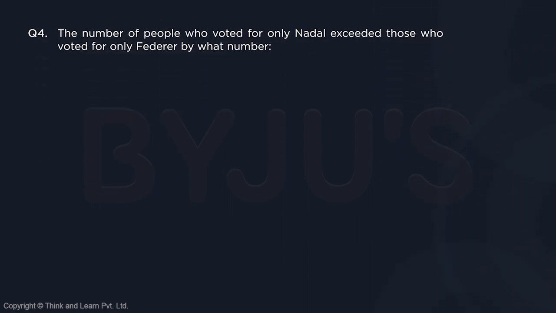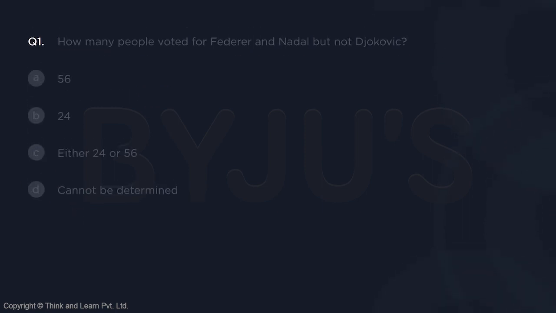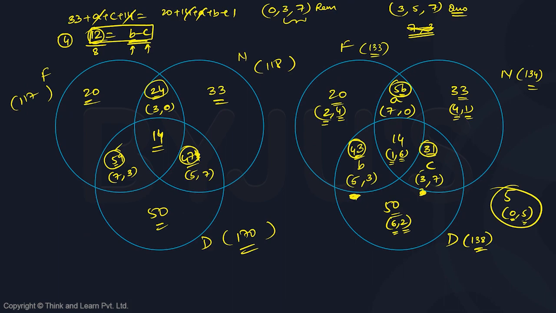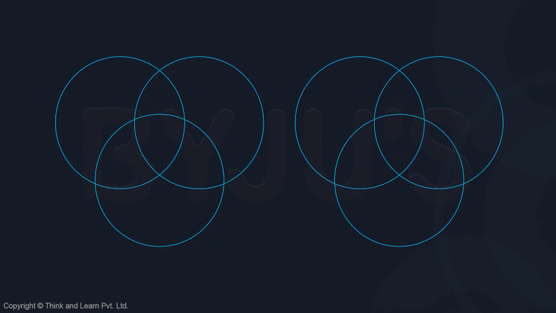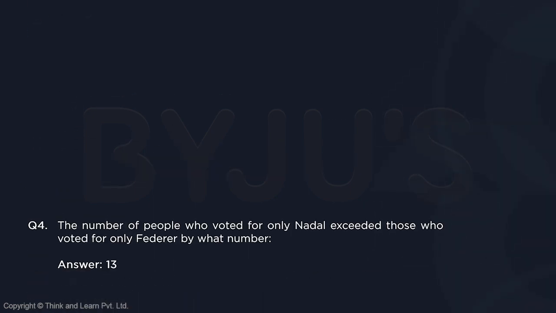Question number 4, the number of people who voted for only Nadal exceeded those who voted for only Federer by what number? The only Federer and only Nadal, the difference. Okay, so we just have to look at the cases. Only Federer is 20, only Nadal is 33. In the first case, the difference is 13. In the second case also it's the same, 20 and 33, the difference is 13. Therefore, the answer to that question is 13.